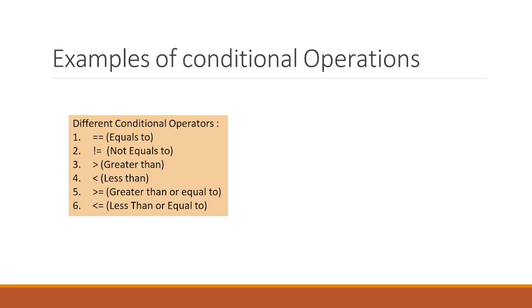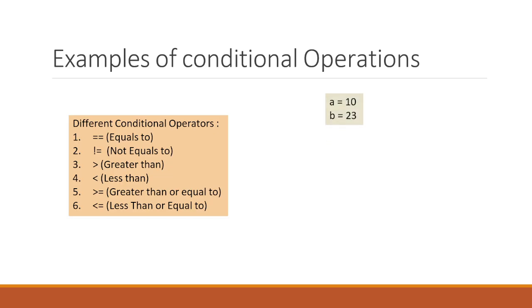Now what is meant by boolean data type? We have already learned about that. Boolean means true or false value. After that we have not equal to, greater than, less than, greater than equal to, and less than equal to. These are comparisons, and they will always return the result in the form of true or false.